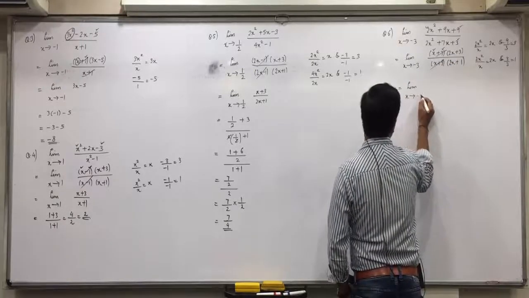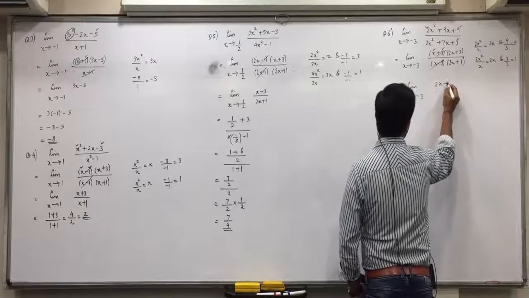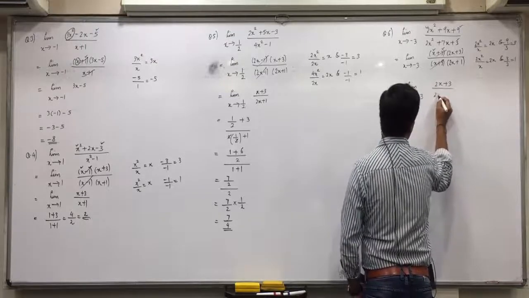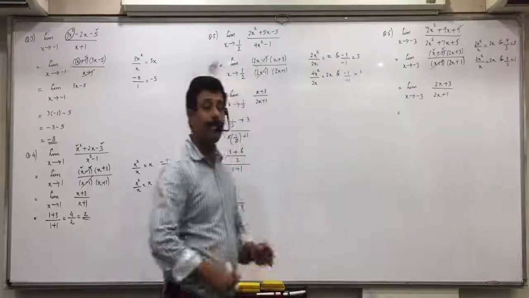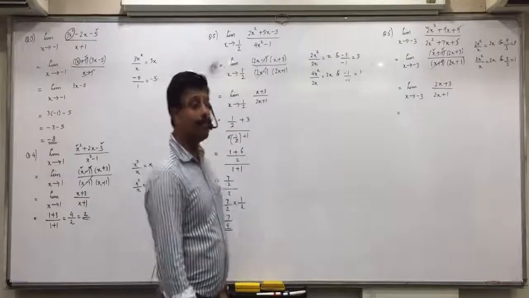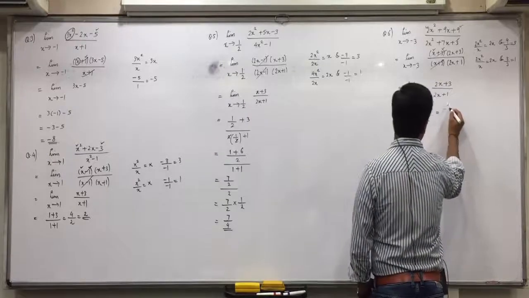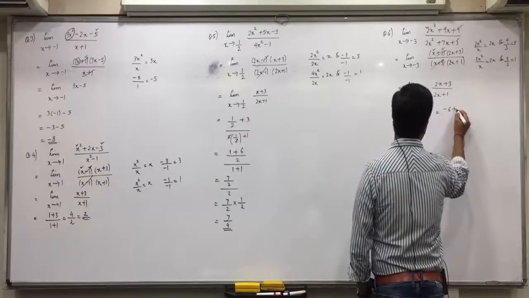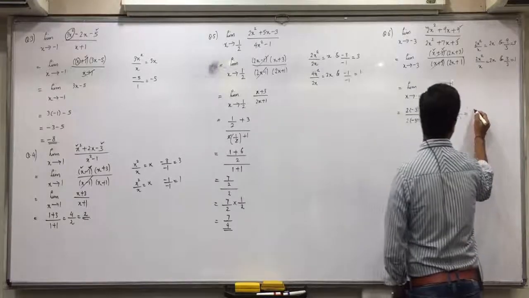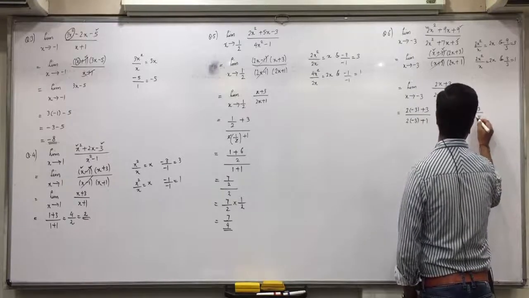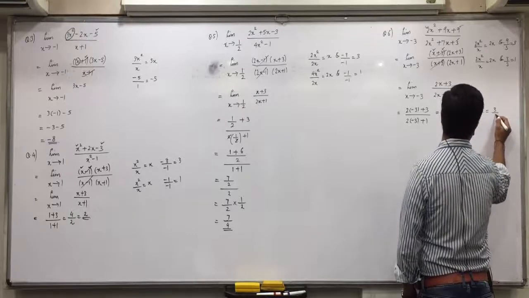Limit x tends to minus 3, 2x plus 3 upon 2x plus 1. Any confusion so far? Then, 2 into minus 3 is minus 6, plus 3, upon minus 6 plus 1. Minus 6 plus 3 is minus 3, minus 6 plus 1 is minus 5, minus gets cancelled, 3 by 5.